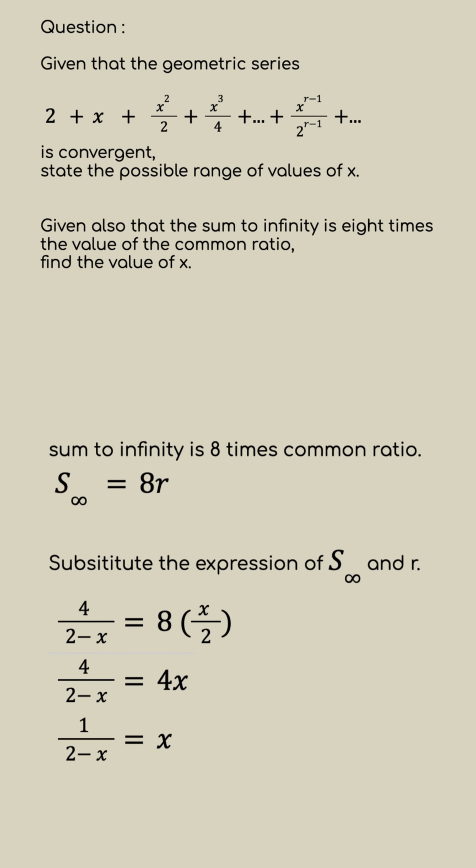The question mentioned that the sum to infinity is 8 times the common ratio. S infinity equals 8r. We substitute the values of S infinity and r into this equation. 4 over 2 minus x equals 8 times x over 2. 4 over 2 minus x equals 4x. 1 over 2 minus x equals x.